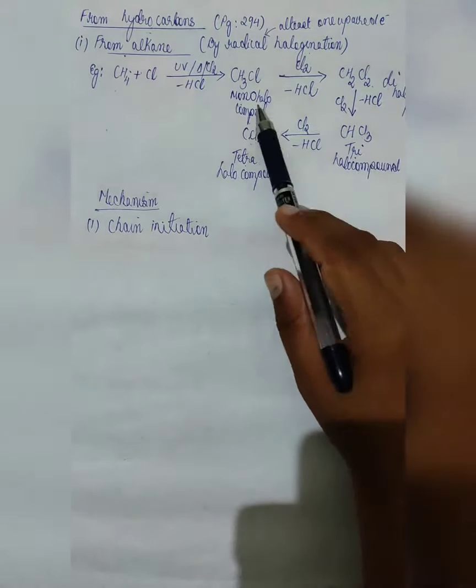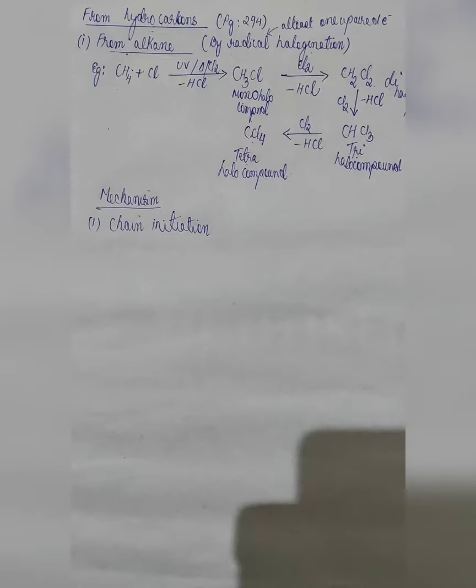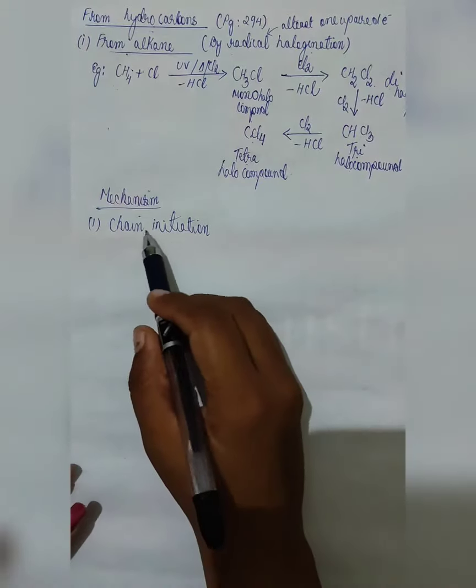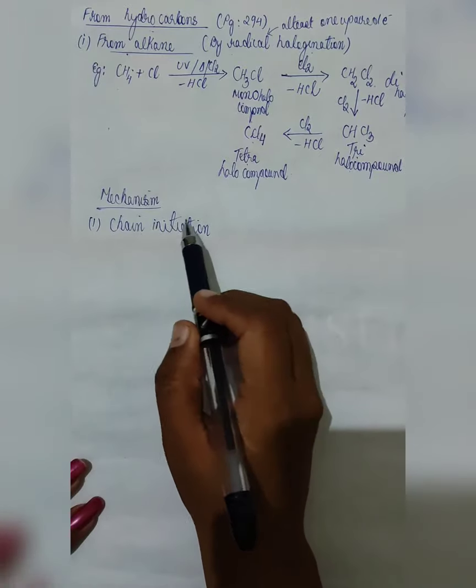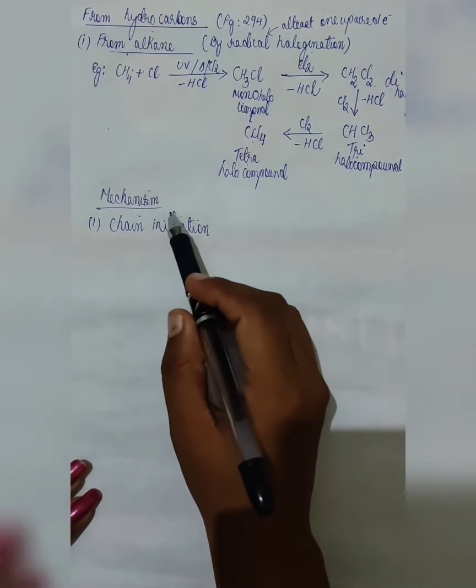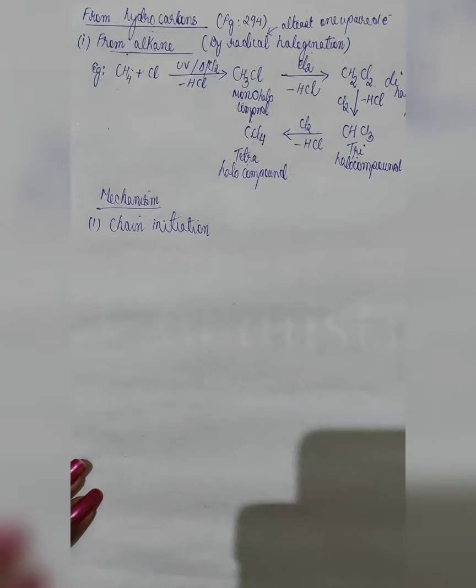You can also write down their name, or you can simply write down in general format. Now in their mechanism, radicals will be given out. That is why it is known as free radical halogenation. Now chain initiation, this is the first step. Chain initiation means that the reaction will start from here. Now here what will happen is free radicals will be produced.